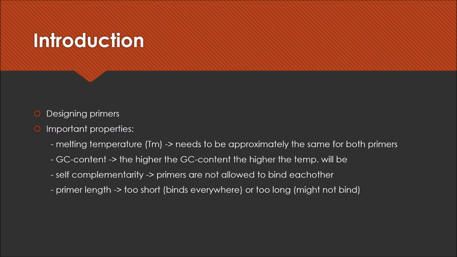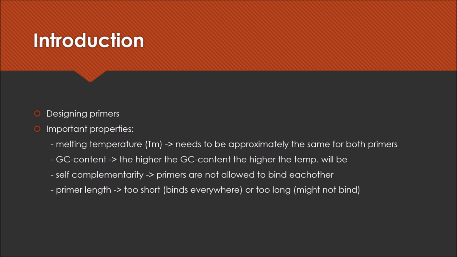GC content is another property that is important. GC bonds have 3 hydrogen bonds compared to AT bonds only having 2. This means that a higher temperature is needed to break the GC bonds. Having a GC content that is too high will give a melting temperature that is too high.